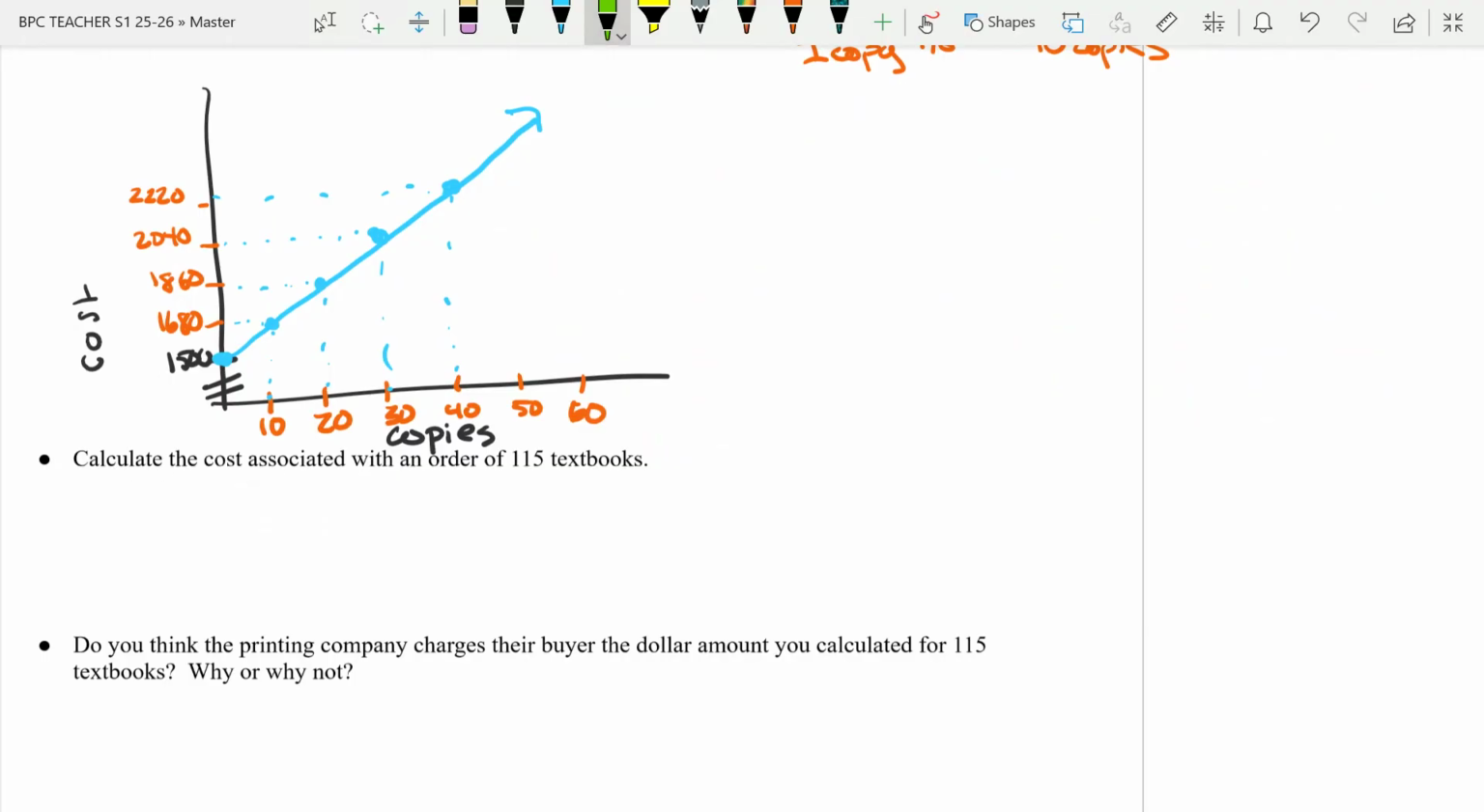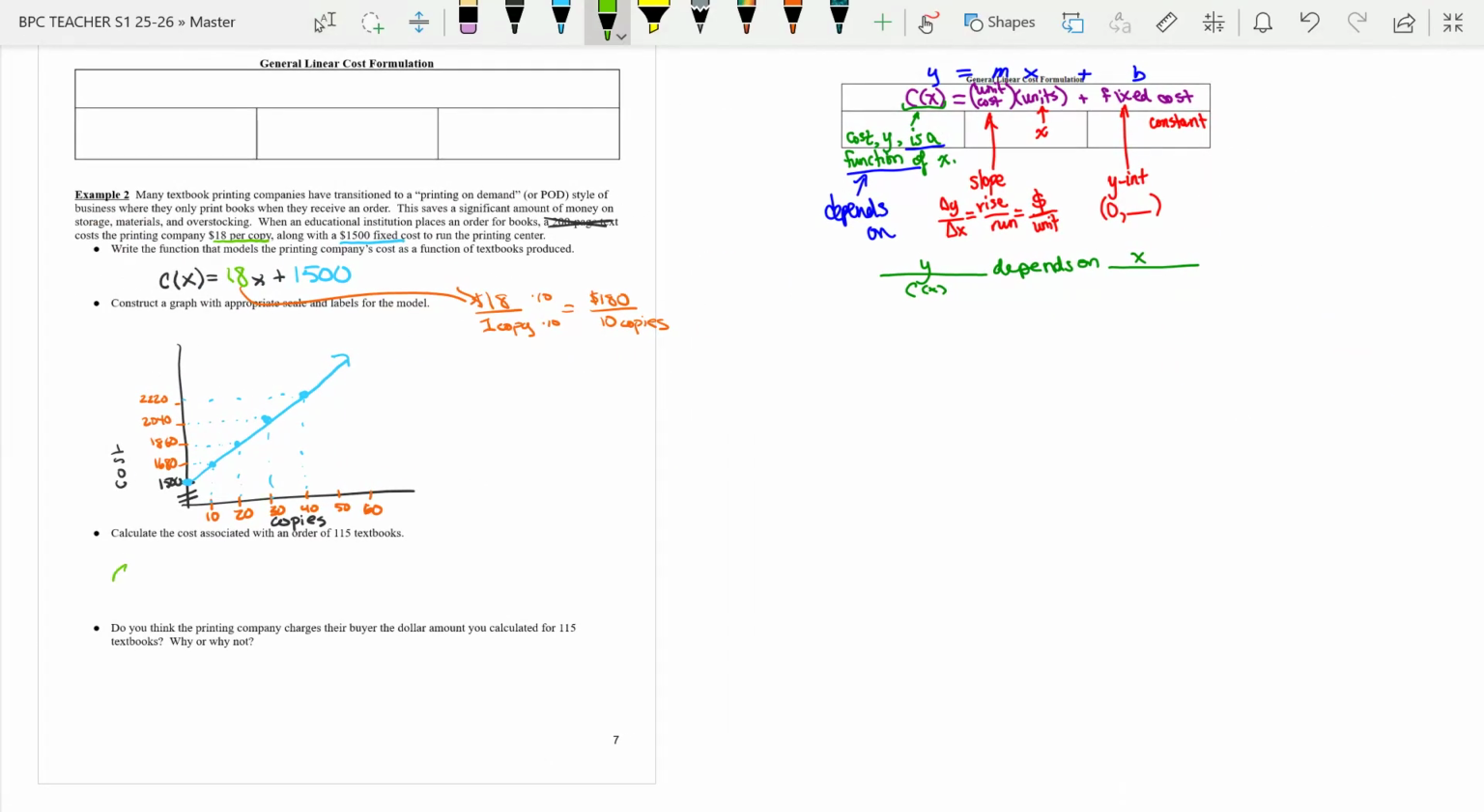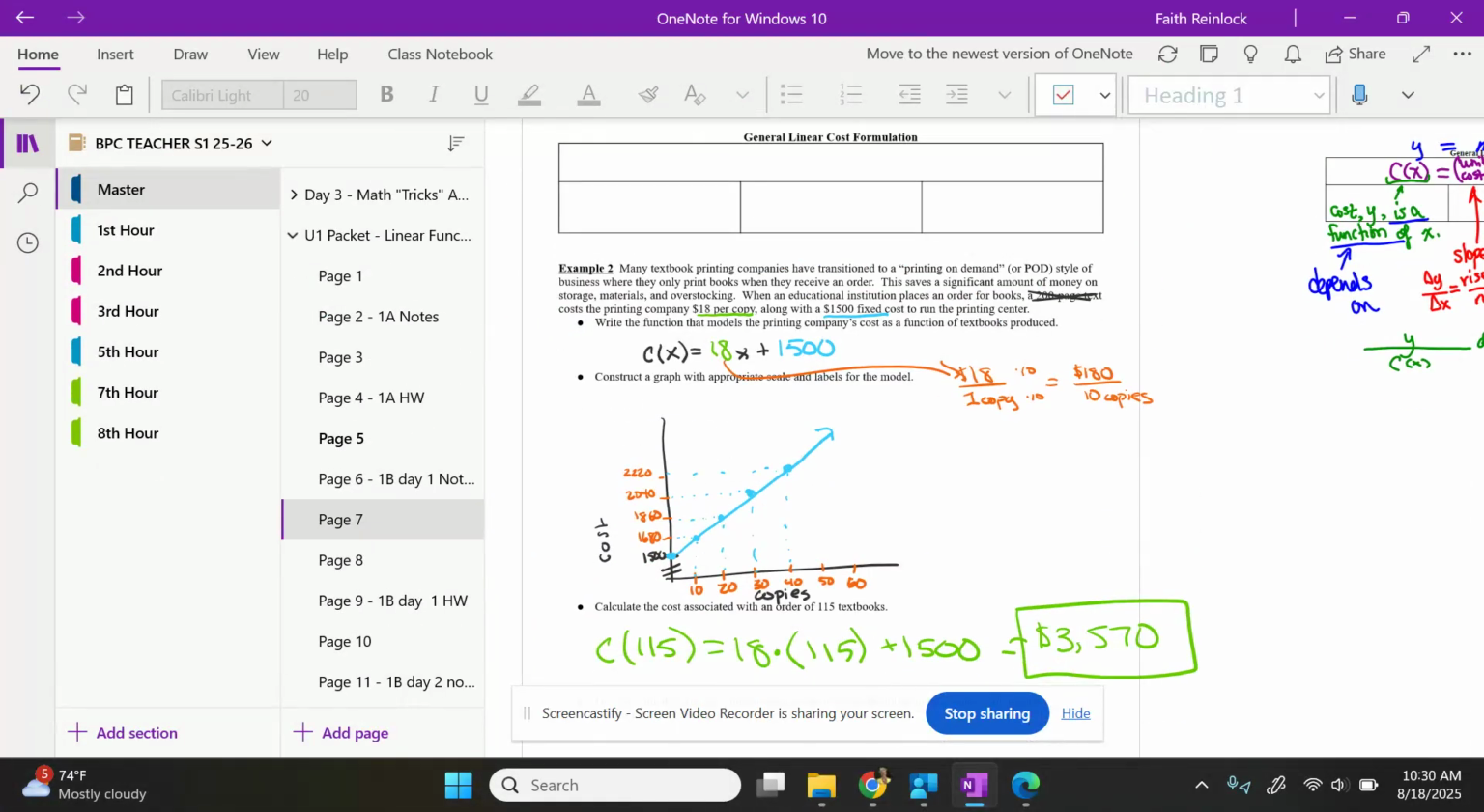So, calculate the cost of 115 textbooks. All I need to do is say the cost of 115 is $18 per that 115 textbooks plus my 1,500. You can put this into Desmos, and the only thing you have to be careful about in your final answer is to make sure you include units. So $3,570. And we'll leave this bottom of the page for when we get into part 2 of my video and talk about costs.